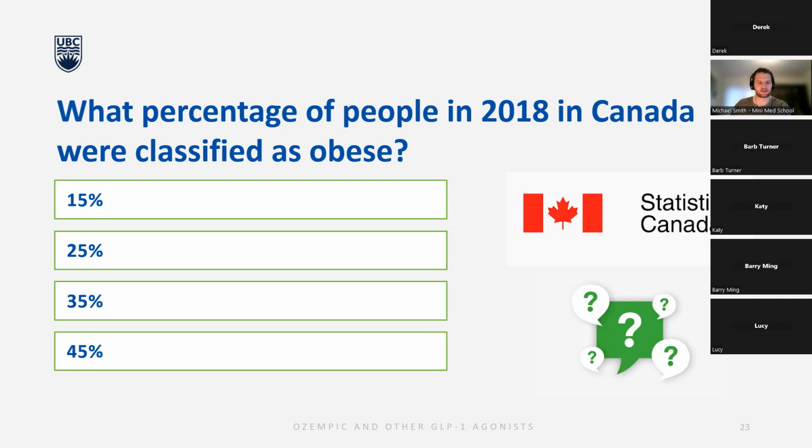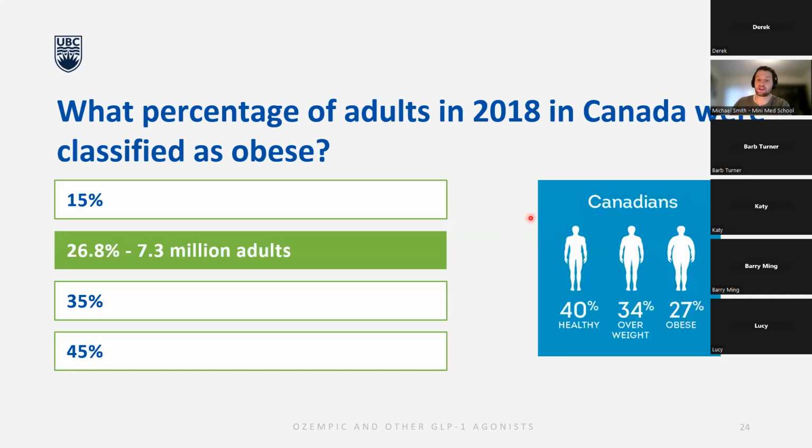So getting back to the questions, here's the answer. I'd say probably the majority of you were right in about the middle range. According to Stats Canada in 2018, 26.8% of the population were classified as obese, and that corresponded to about 7.3 million adults.